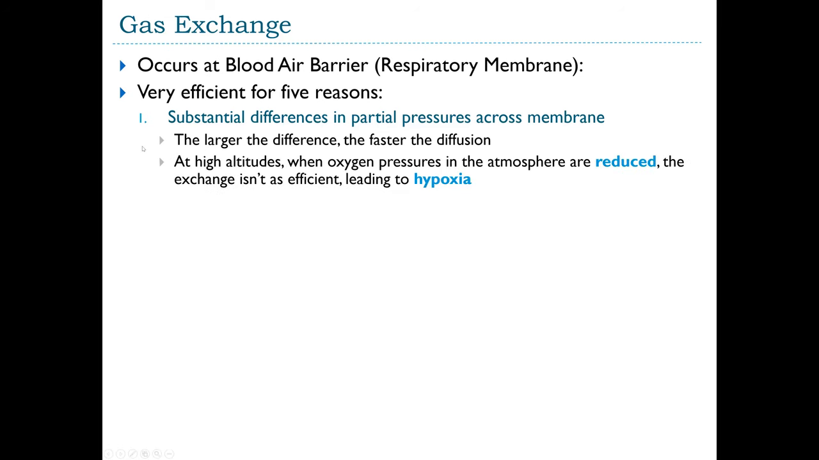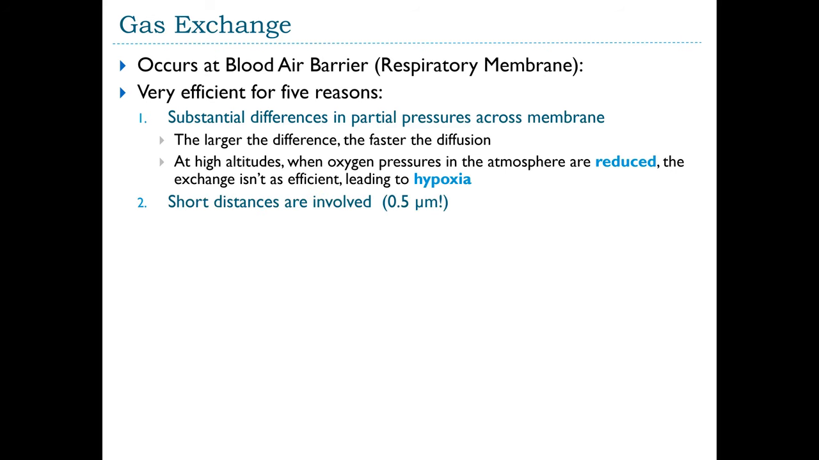So when you go up to high altitudes, like people who climb Mount Everest, for example, the oxygen pressures in the atmosphere are reduced, so there's not so much of a difference between the pressures on the inside and the outside. You have a reduced difference in partial pressures, so your gas exchange isn't as efficient, and this is why people exposed to high altitudes can end up getting hypoxia.